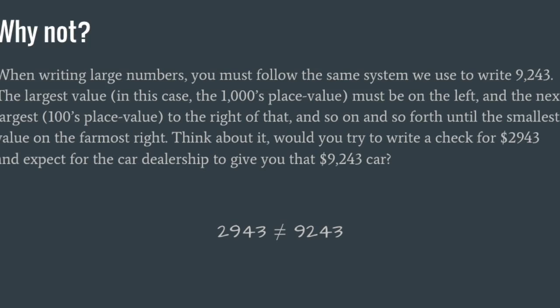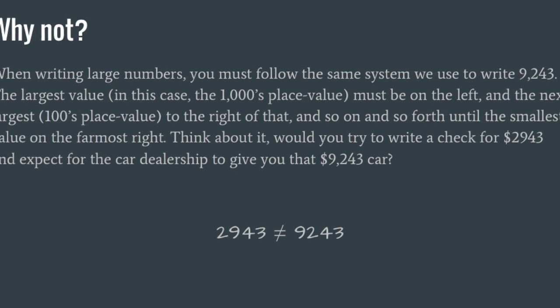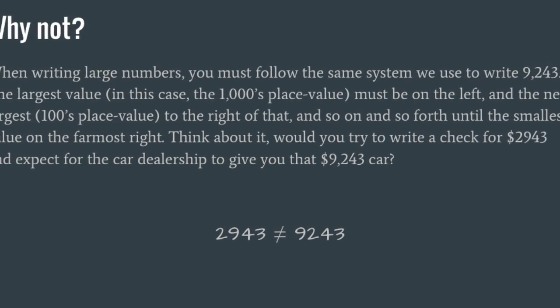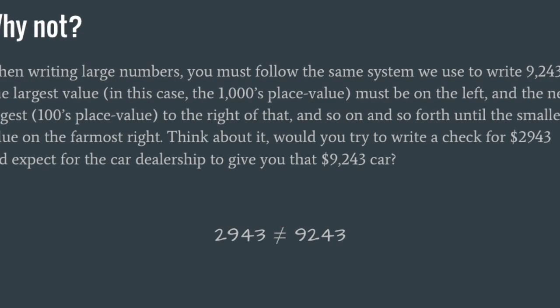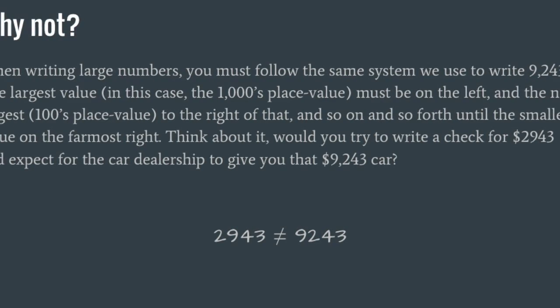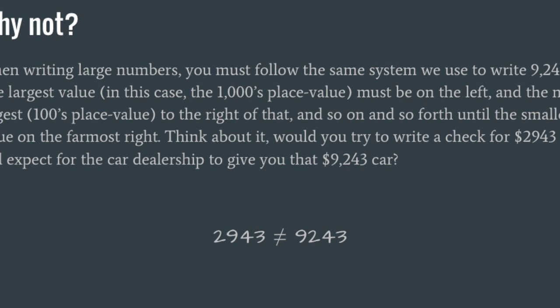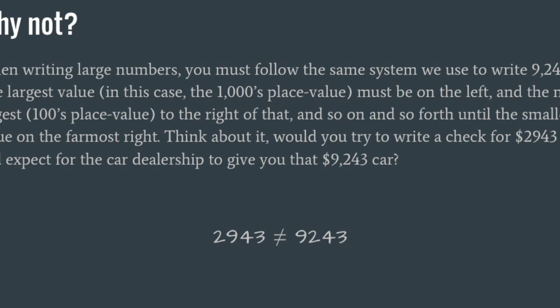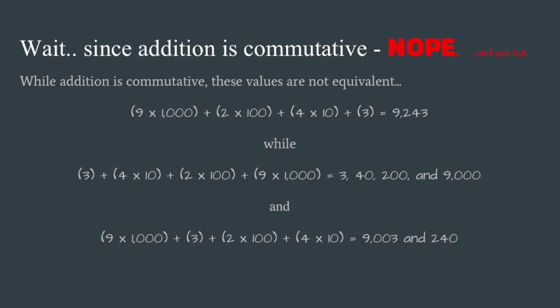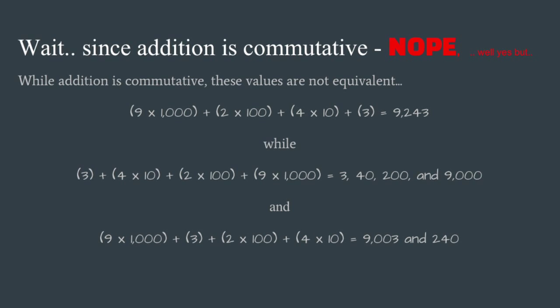If you're trying to buy a car that costs $9,243, are you going to write a check that says 2943 and expect to get away with that car? Absolutely not. So yeah, while addition is commutative, the values are not equivalent.